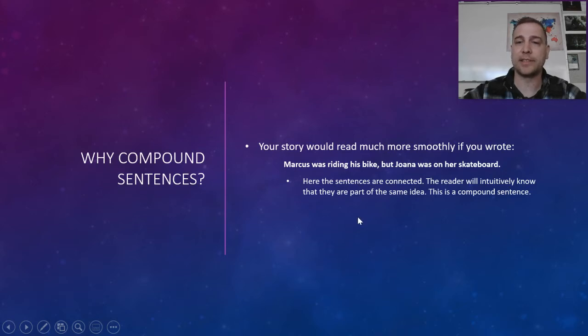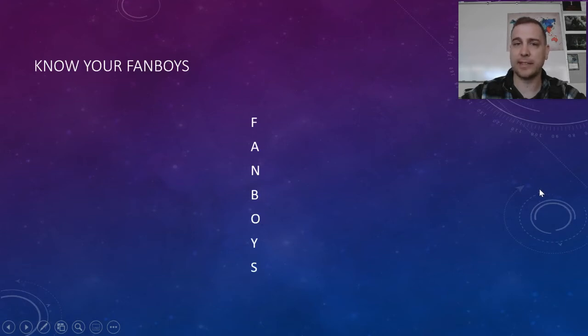And so why compound sentences? It makes things more smooth, right? And so this sentence we had before would read more smoothly if we said Marcus was riding his bike, comma, but Joanna was on her skateboard. It connects the two sentences together and gives the reader an idea of why they're connected and how they relate to each other, right? The thing that makes the reading harder is when the reader needs to figure out how they're related itself. But when we put this word but in here, now we're telling the reader how they're related. So it's less work they need to do. It's more aerodynamic, right? And so let's take a look at the first way to combine sentences together.